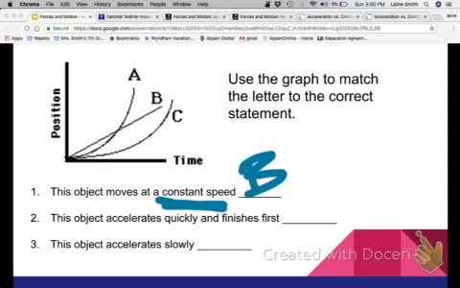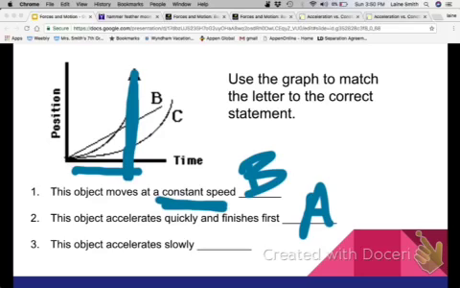It says this object accelerates quickly and finishes first. So we're looking for the one that finishes first. So if we look at time, this one is the least amount of time, so that one's going to be finishing first, so it has the quickest acceleration. So the second one is A, and it says this object accelerates slowly. You can see that this line is kind of flat, and then we get this curve in the line indicating acceleration, so that one is C.